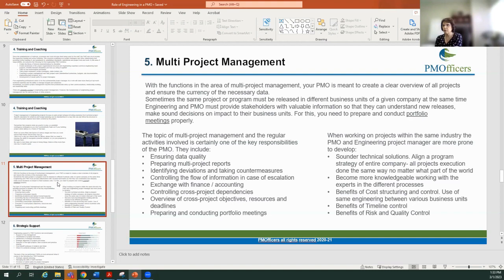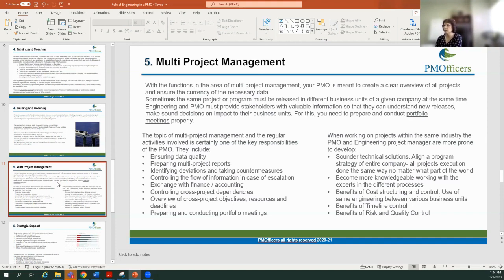So the topic of multi-project management and the regular activities involved is certainly one of the key responsibilities of the PMO, and maybe not conclusive, but they include ensuring data quality, preparing the reports, identifying deviations and taking countermeasures, controlling the flow of information in case of escalation, exchange with finance and accounting, controlling cross-project dependencies, overview of cross-project objectives, resources, and deadlines, preparing and conducting program and portfolio meetings.